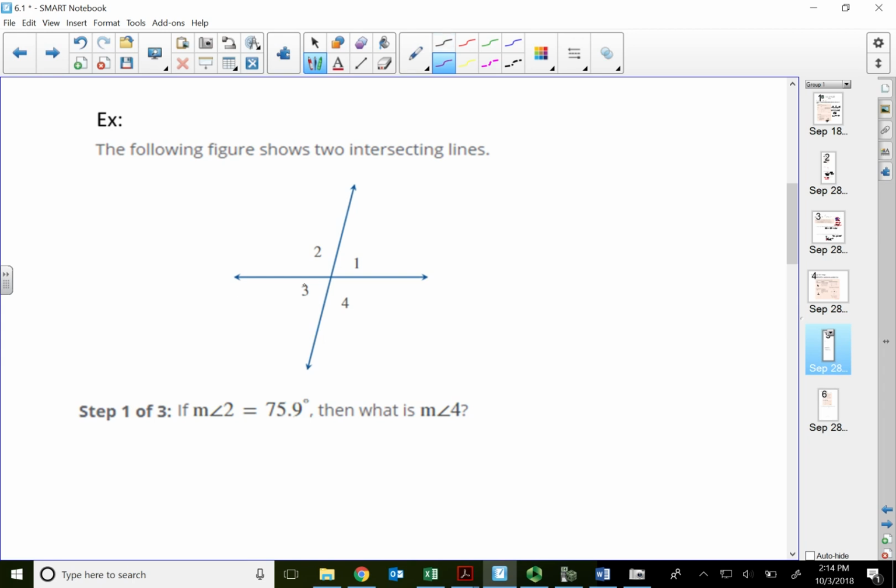So here we see two lines intersecting at one point. So we begin to think about the concept of vertical angles. The problem is telling me angle 2 here is 75.9 degrees. What is the measure of angle 4? Angle 4 is right across from angle 2, so angle 4 has to be exactly the same because they are vertical angles.